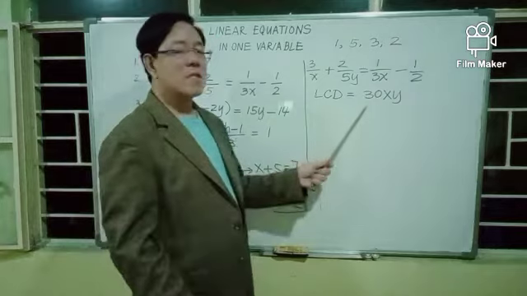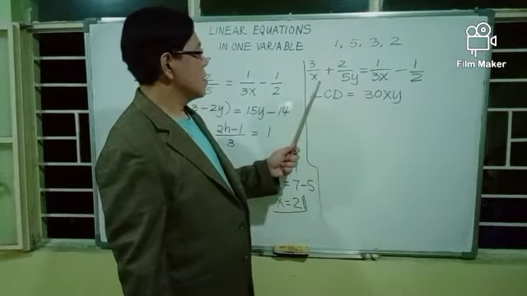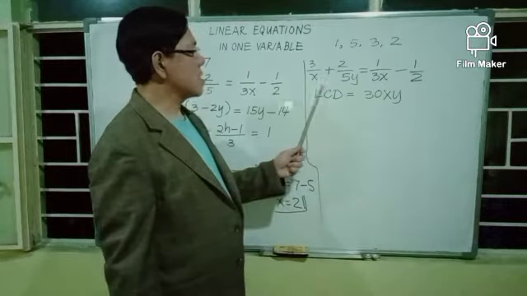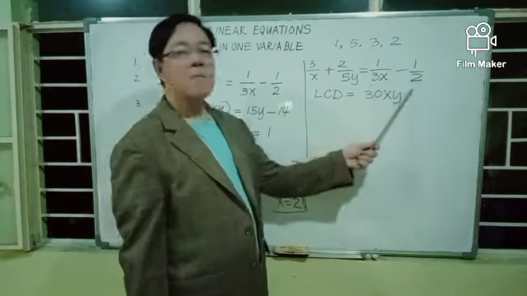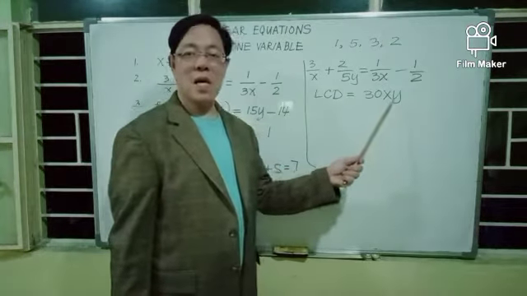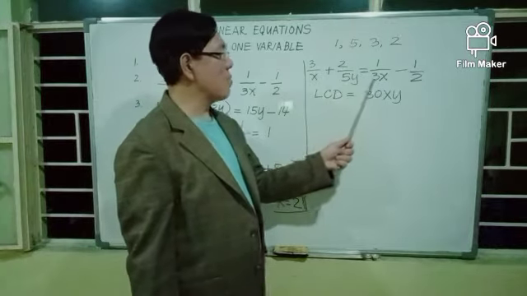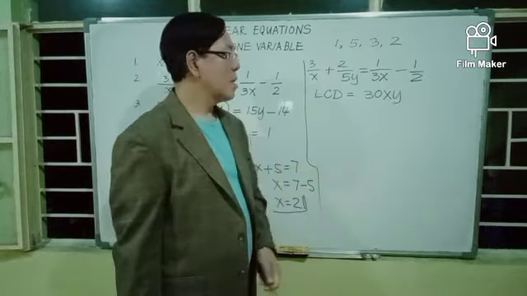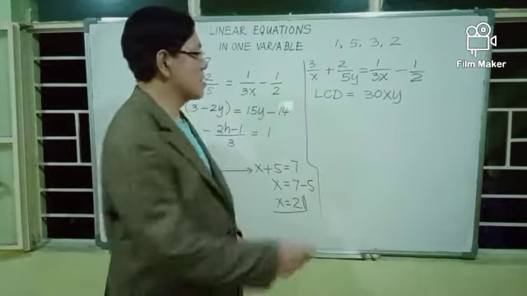And this is the LCD, 30xy. It can be divided by x, by 5y, by 3x, and by 2. This monomial can be exactly divided by x, by 5y, by 3x, and 2. Now we go back to the original linear equation in x.